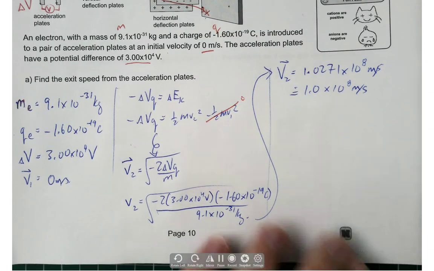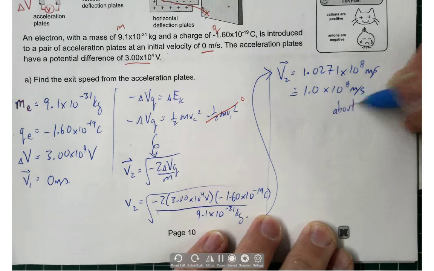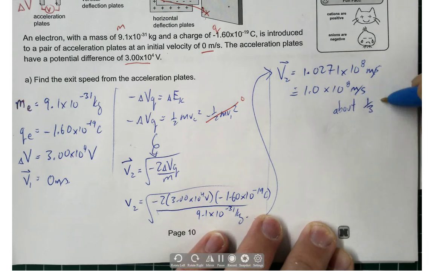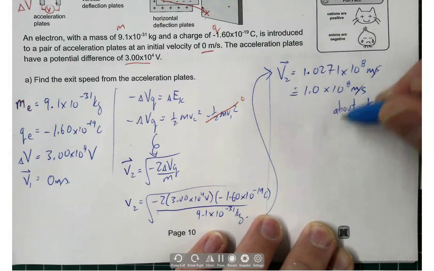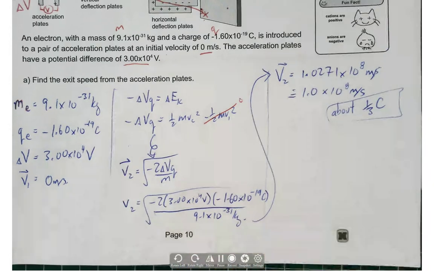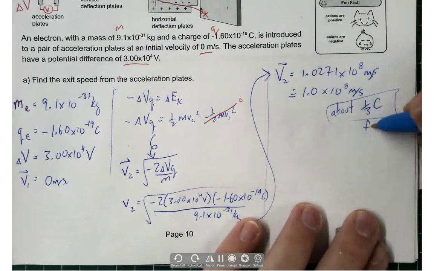So it's about 1/3 C, because the speed of light is 3 times 10 to the power of 8 meters per second. So this is fast. That is fast.